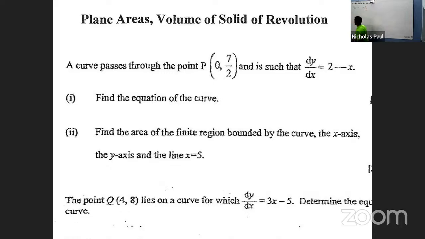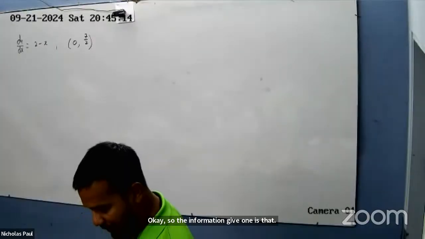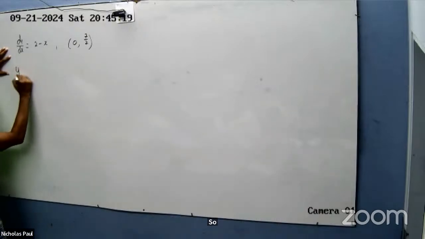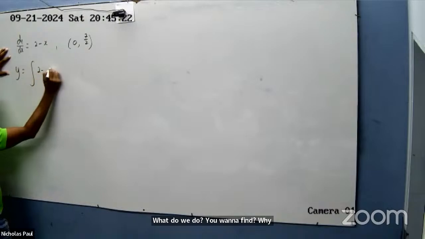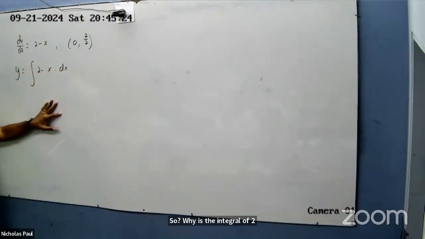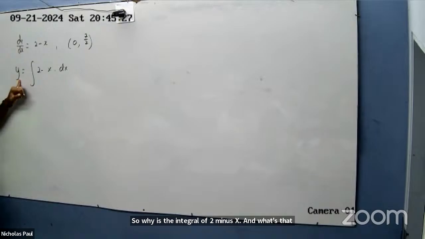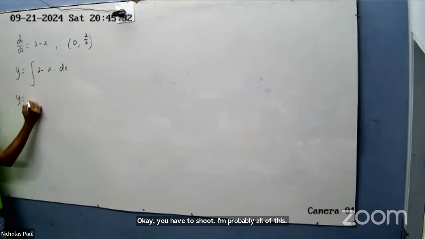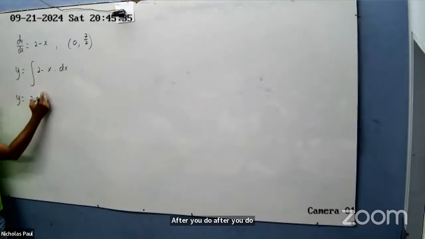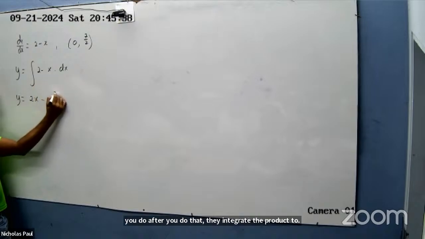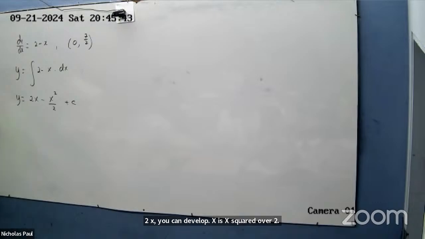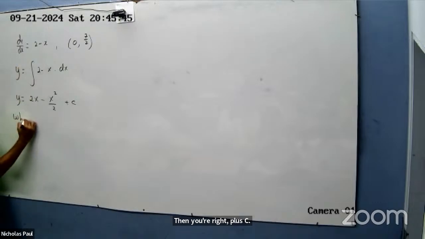Okay, so that's the information given. We want to find y. So y is the integral of 2 minus x dx. We must start with this statement; you have to show how you get y, which is the integral of this. After you do that, integrate: the integral of 2 is 2x, the integral of x is x squared over 2. Then you write plus c. Then you come back up and we use the information.